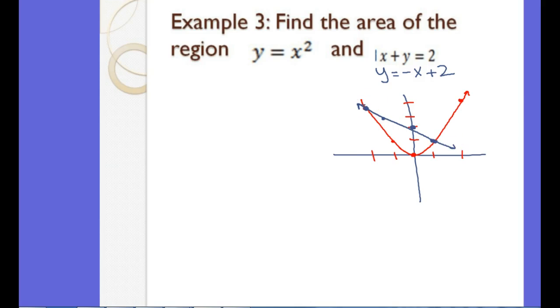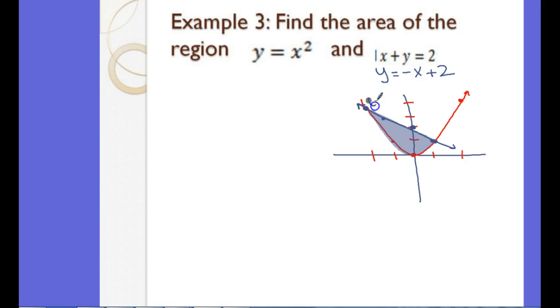So we are finding this shaded region in here. So what's your top curve? Yep, negative x plus 2. What's your bottom curve? X squared. Does it ever change? Is the top always the top, the bottom always the bottom? No. Well, not for the shaded region. What's this point of intersection here?